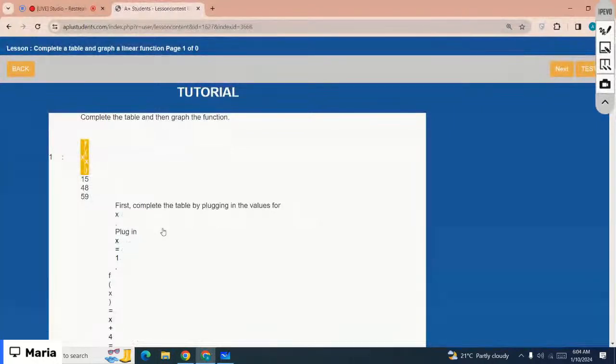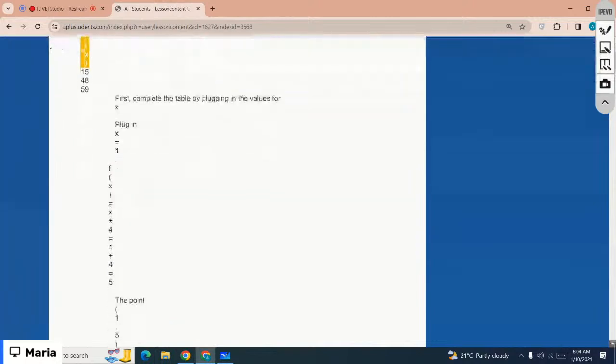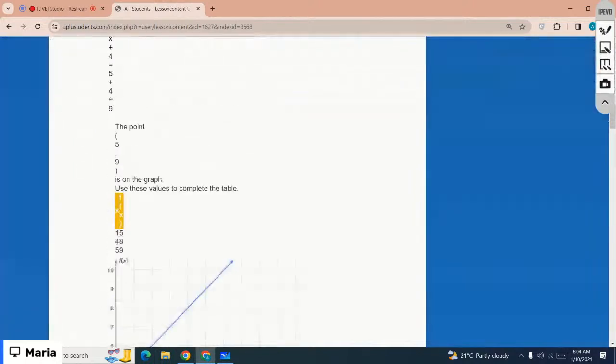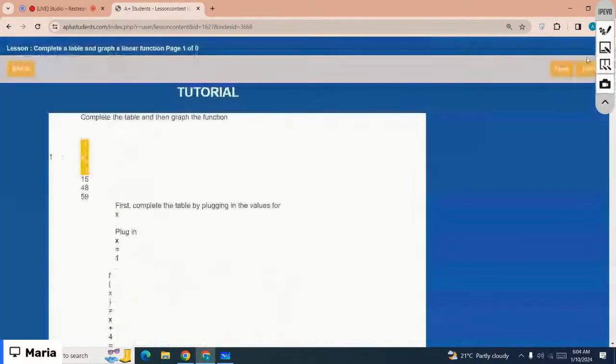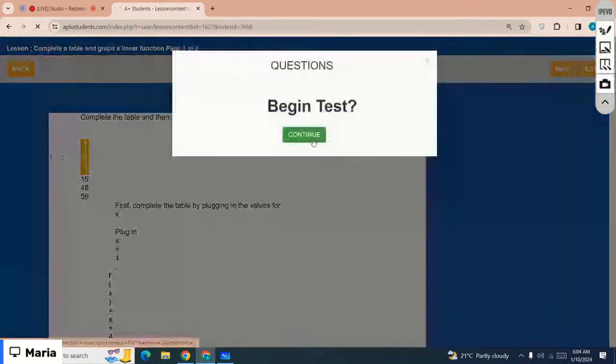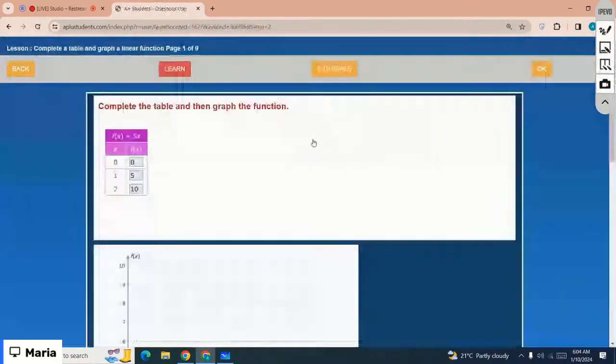Complete the table and then graph the function. Where is the table and where is the function? I think the function is f of x equals x plus 4. Okay, let's start with the test questions because here the things are not clear. First of all, we have to complete the table and then graph the function, right?